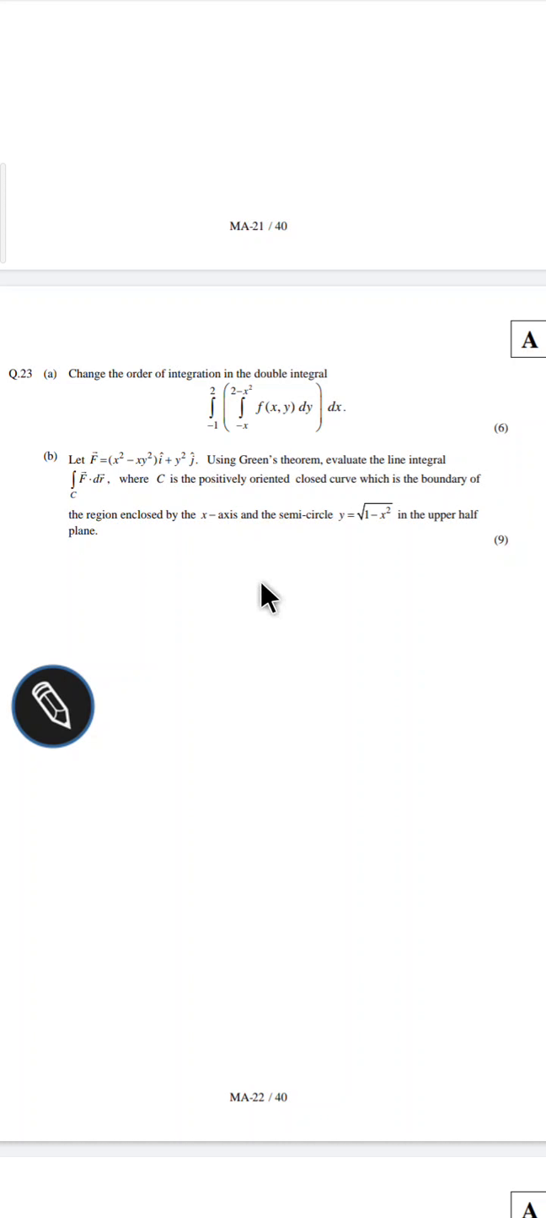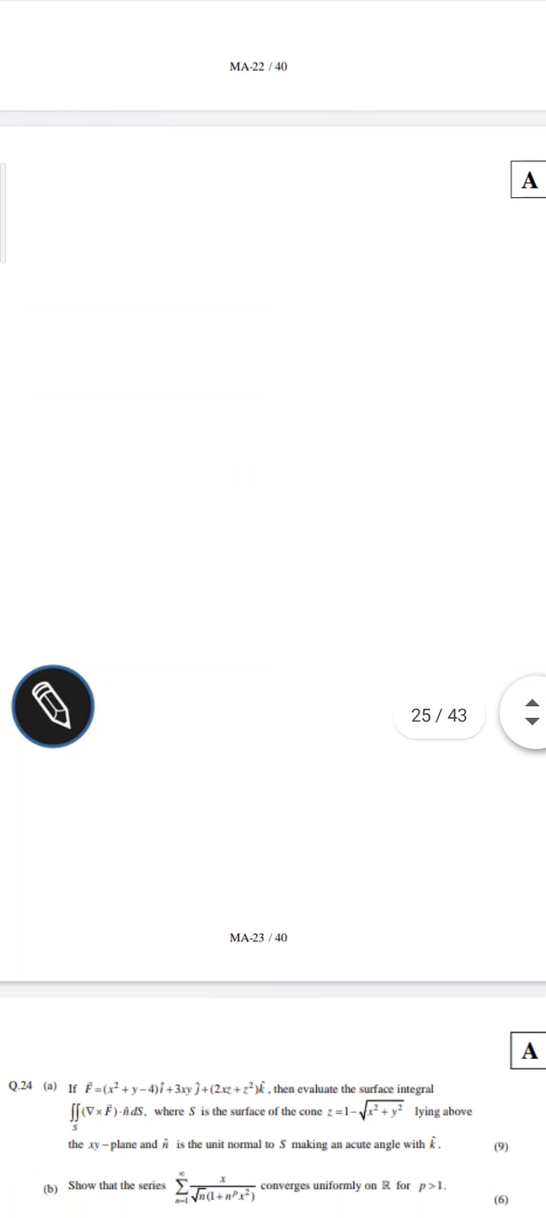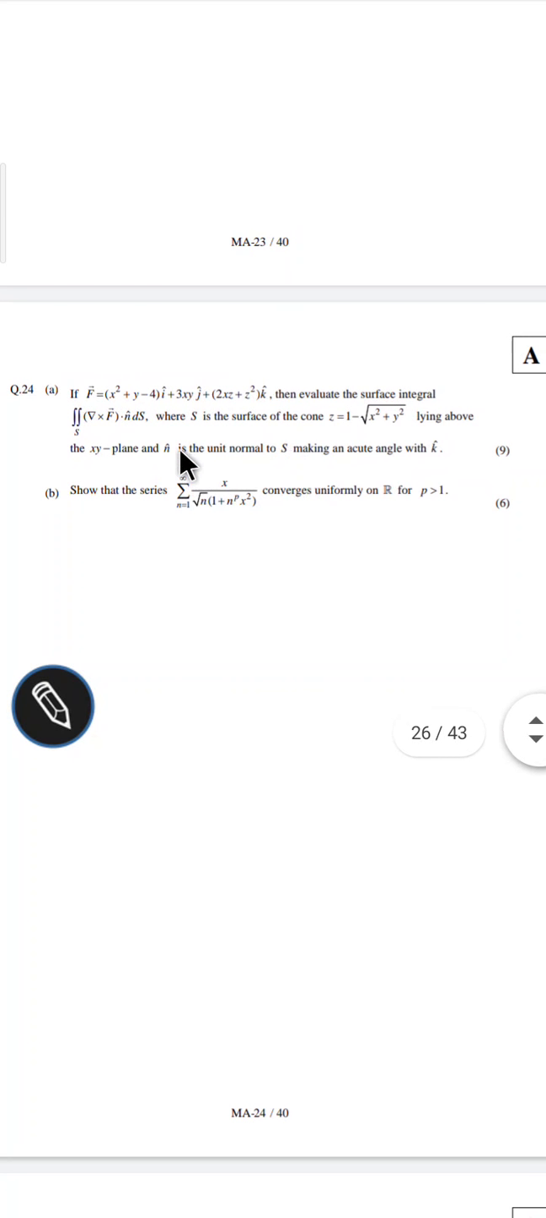Okay, change of variable, the simplest one. F equal to this, use Green's theorem in line integral. Okay, that is easy to do. Same with Stokes theorem, the equation is fixed, and here is that. Show that the series x upon converges uniformly on R.